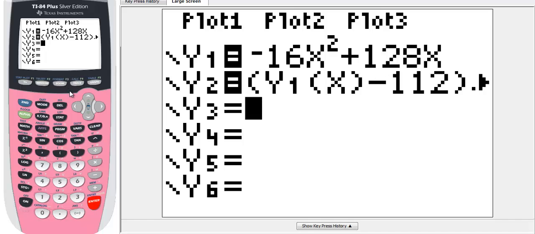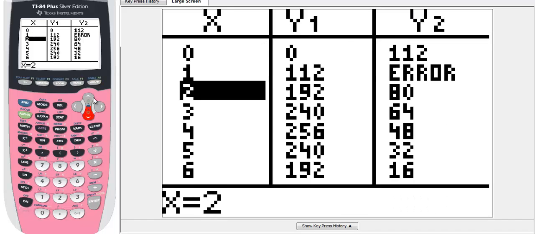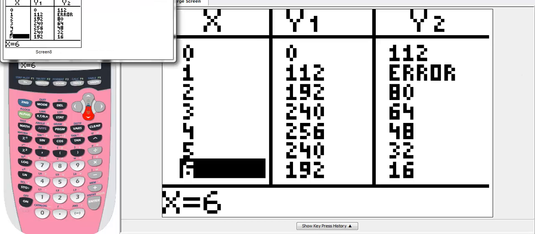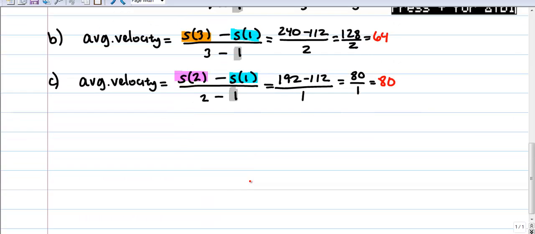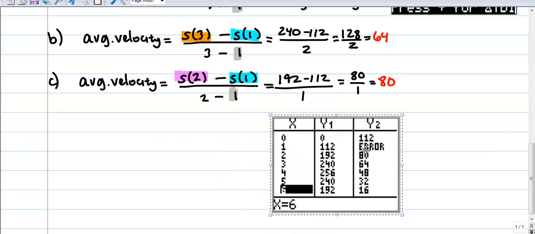Now that I have that equation set up, when I go back into my table, you can see the values are sitting here. So I've got 80, 64, and 48. So that's pretty cool that you can just do that. But basically what I'm doing is telling the calculator, when X was 4, we got 48, and then 3, we got 64, and then 2, you can see we got 80.